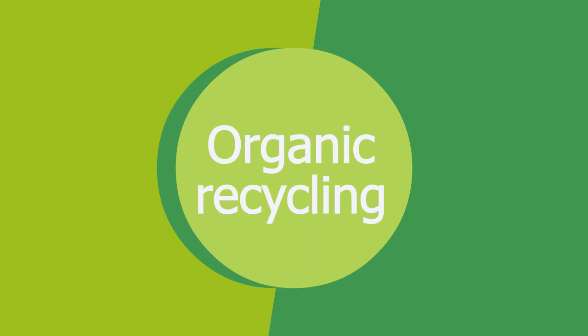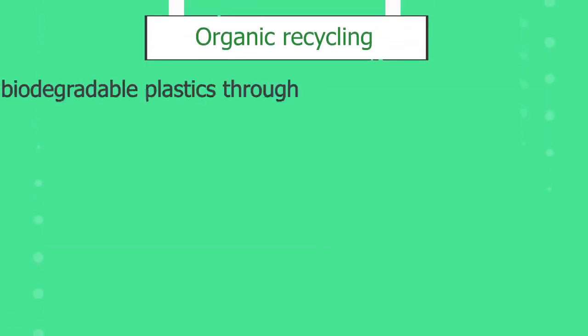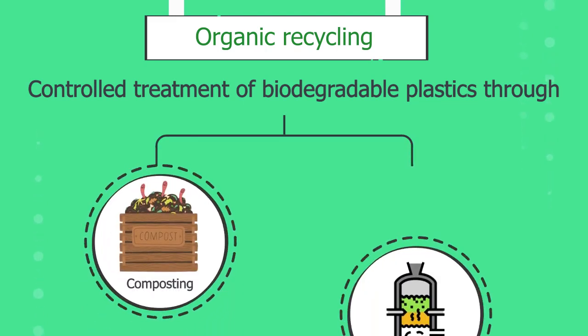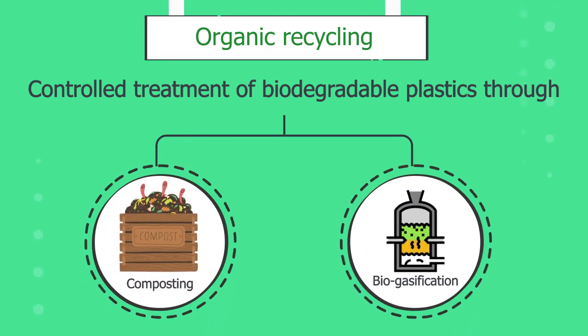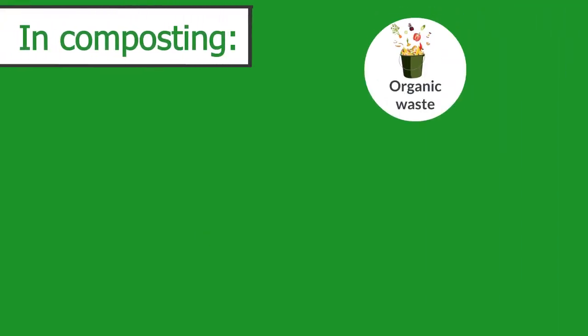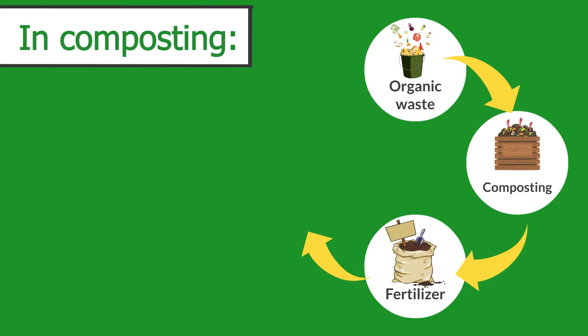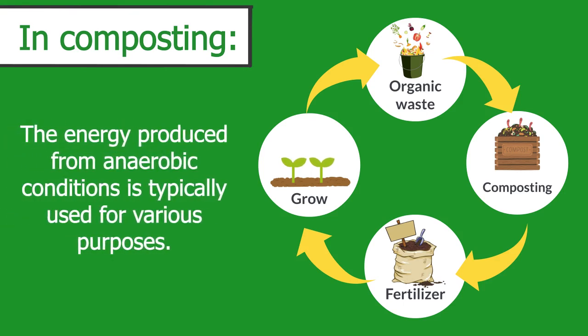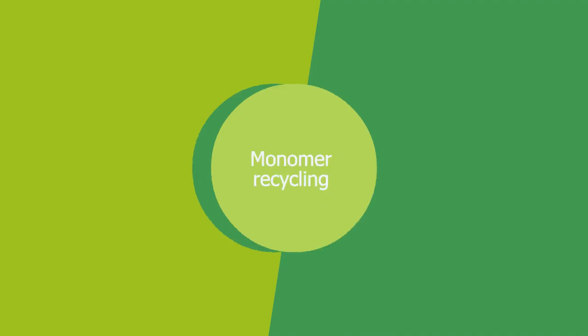Organic recycling. Organic recycling involves the controlled treatment of biodegradable plastics through composting or biogasification under specific conditions. In composting, the organic waste goes back to the soil, acting as a natural fertilizer for new crops. When the recycling happens under anaerobic conditions, the energy produced is typically used for various purposes.